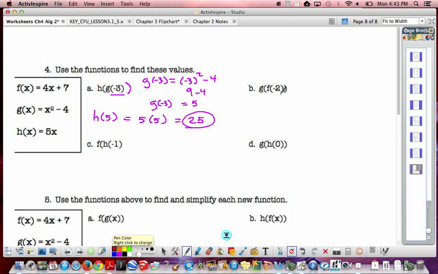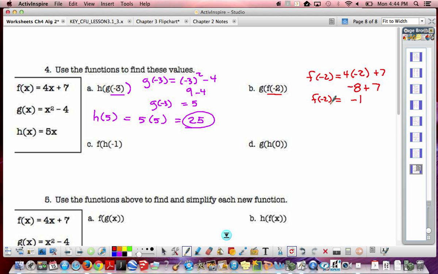I'm going to go straight across. I'm going to do the same thing. F of negative 2, need to find that first. So f of negative 2 is equal to 4 times negative 2 plus 7. 4 times negative 2 is negative 8. Negative 8 plus 7 is negative 1. So f of negative 2 is negative 1.